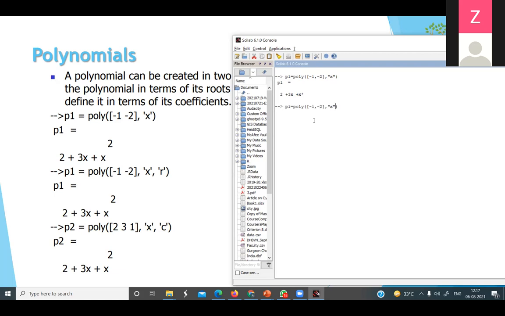The same equation can also be written as roots are given, or I can define the coefficients of the polynomial. P2 equal to, I want to create a polynomial whose coefficients are 2, 3 and 1, the variable being x. And now in this case, it is not the roots, rather these are the coefficient values.